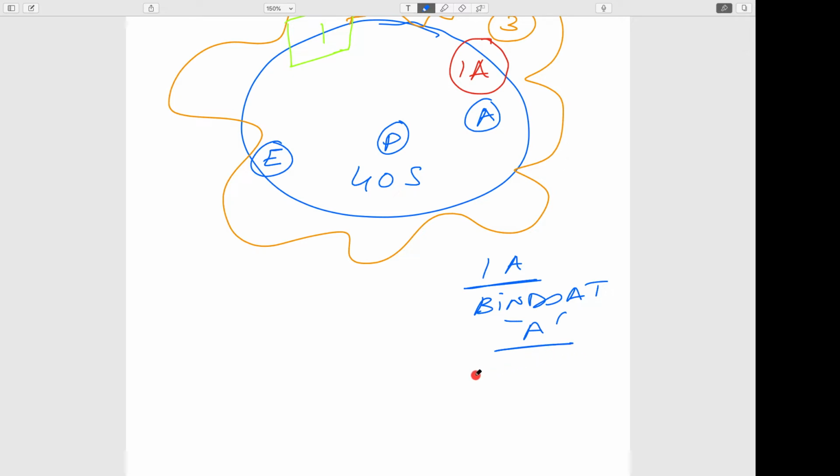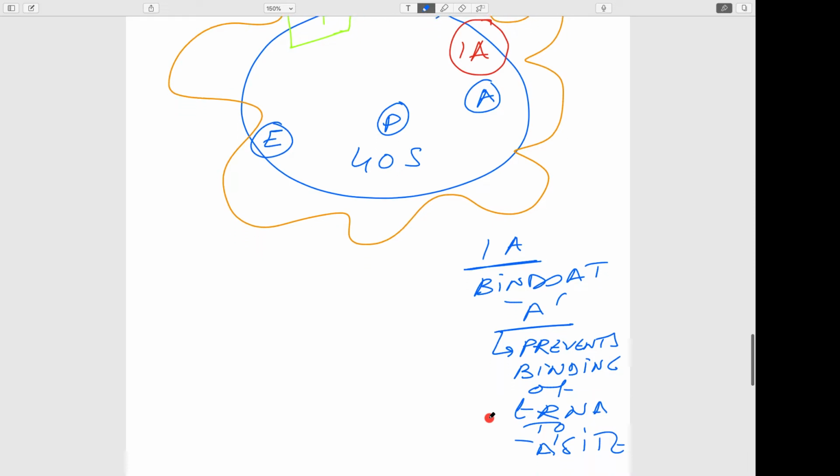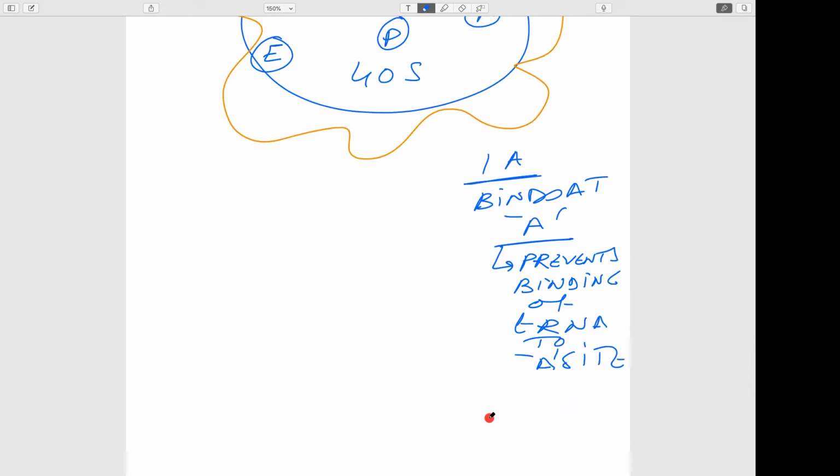Why does it bind at the A site? By binding there, it prevents binding of incoming transfer RNA to the A site. So that is the purpose. As I said, the initiator transfer RNA doesn't bind to the A site, it binds to the P site, as was explained in the prokaryotic system. After that, every transfer RNA has to come to the A site. So 1A doesn't allow binding of incoming transfer RNA at the A site.